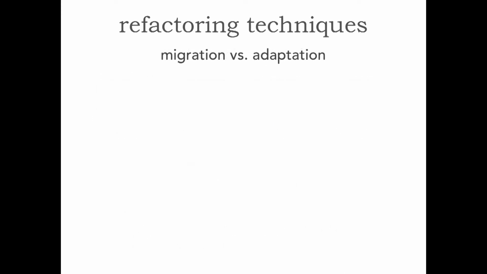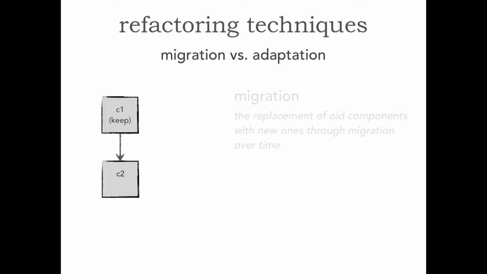So when you're refactoring or replacing components, there are 2 techniques that you can use, and typically you'll form a hybrid combination of these, but it's migration versus adaptation. Migration is creating new components and migrating functionality over to those, whereas adaptation is really refactoring existing components to conform to the new design. So let's say we have 2 components here. Component 1, which I'll label C1, which we're going to keep, but component 2, which I'll label C2, which is deemed to be refactored or replaced.